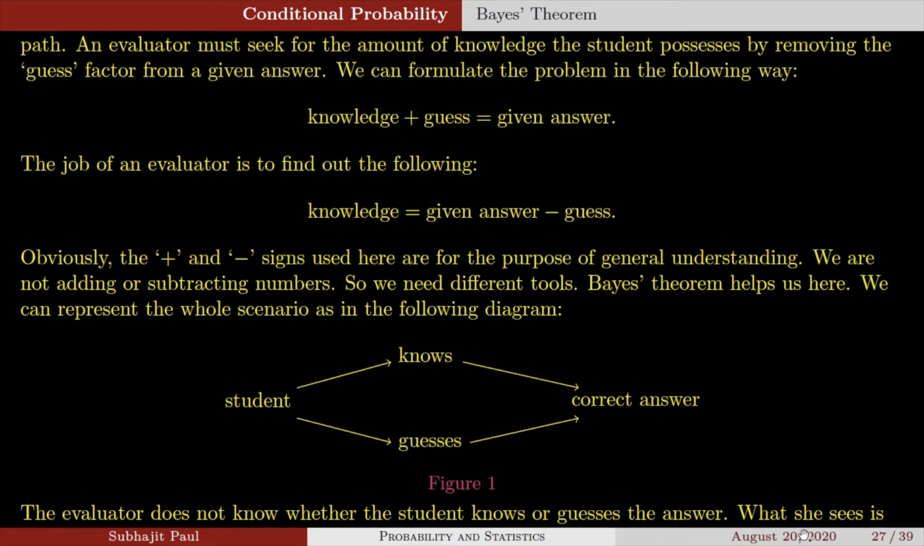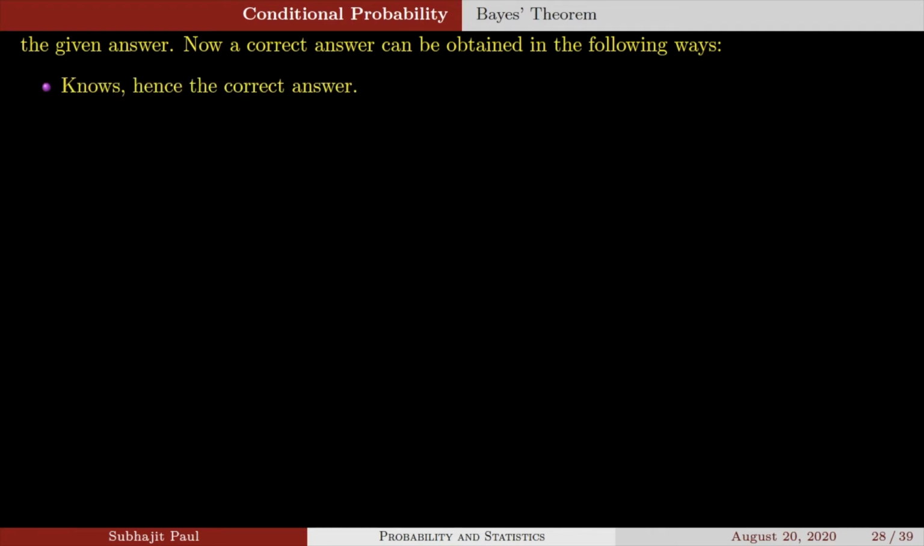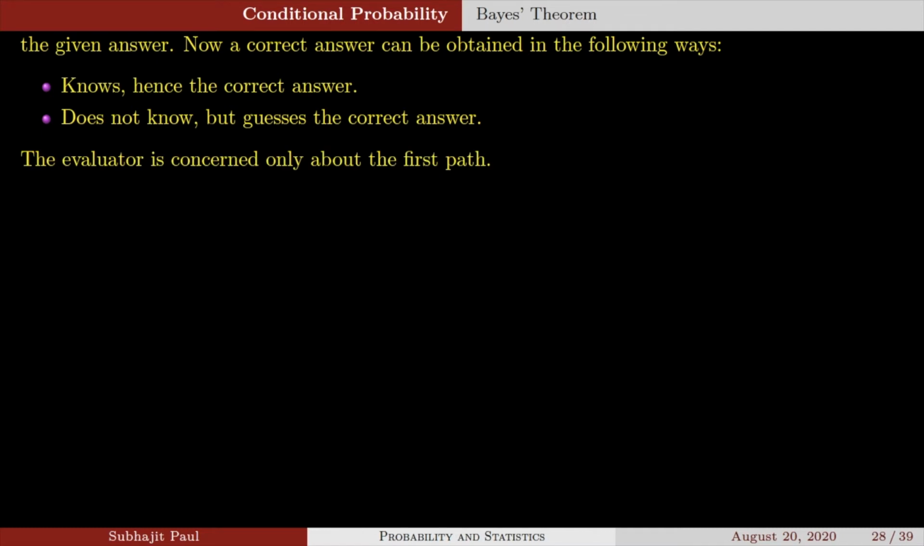What she sees is the correct answer, the given answer. Now a correct answer can be obtained in the following ways. Knows, hence the correct answer; does not know but guesses the correct answer. The evaluator is concerned only about the first path. To find that, we proceed in the following fashion. Follow closely.